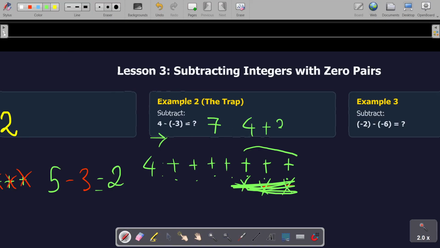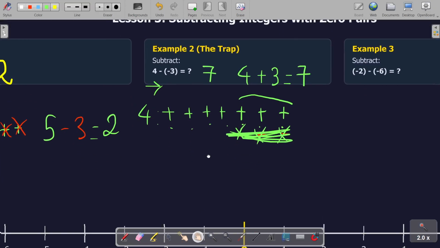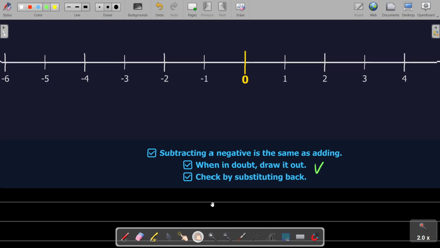So if you just write something like this, 4 plus 7, that's the same thing. So it comes to our rule. This is our rule. This is the new habit right now for you guys. Subtracting a negative is the same as adding.